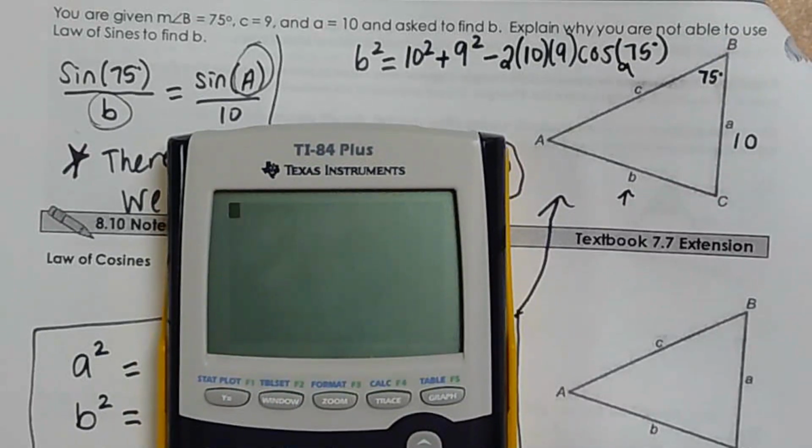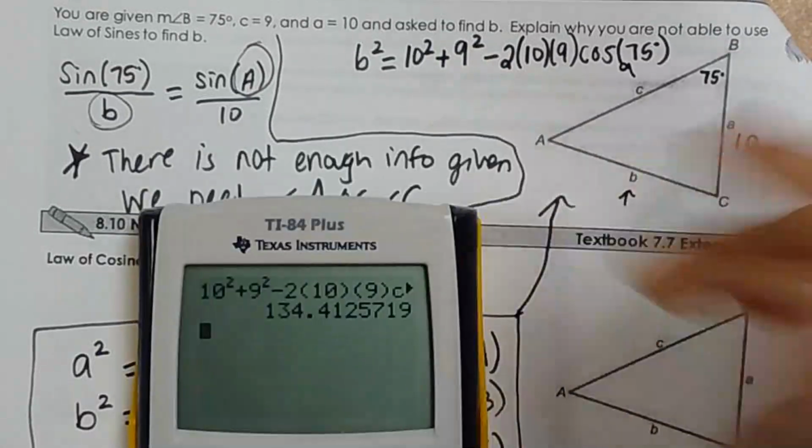So I'm typing in 10 squared plus 9 squared minus 2 times 10 times 9. And right after that, you don't even have to put a multiplication symbol unless you want to. You can write cosine. And then remember, we have to put an angle with it. So 75 degrees is the angle. And as soon as you do that and you hit enter, it's going to give you an answer.